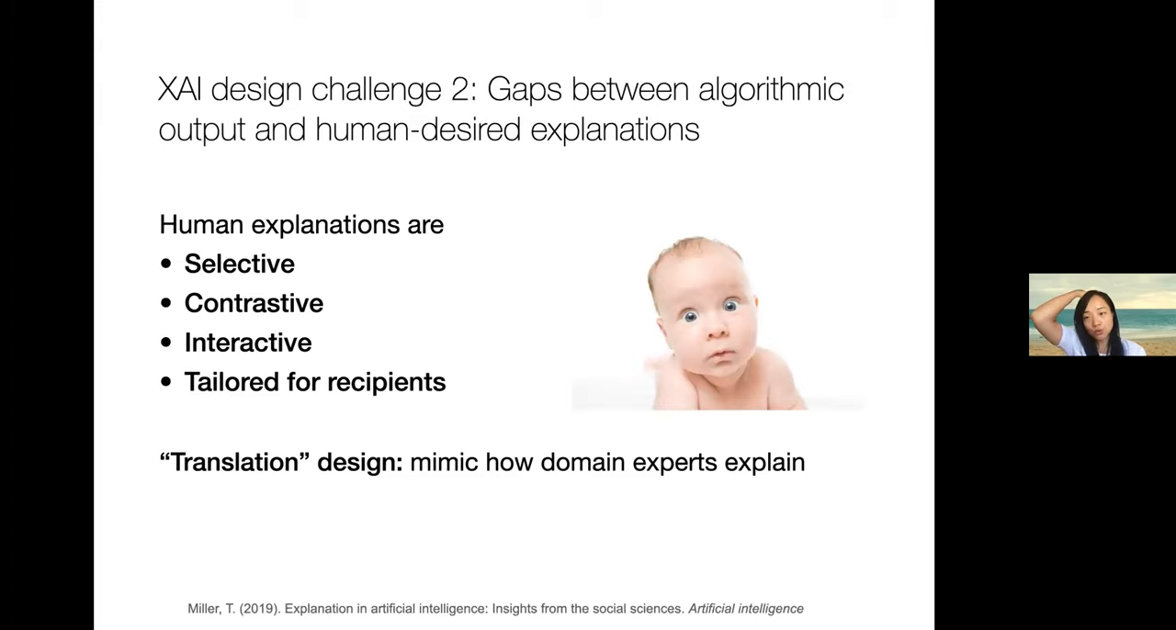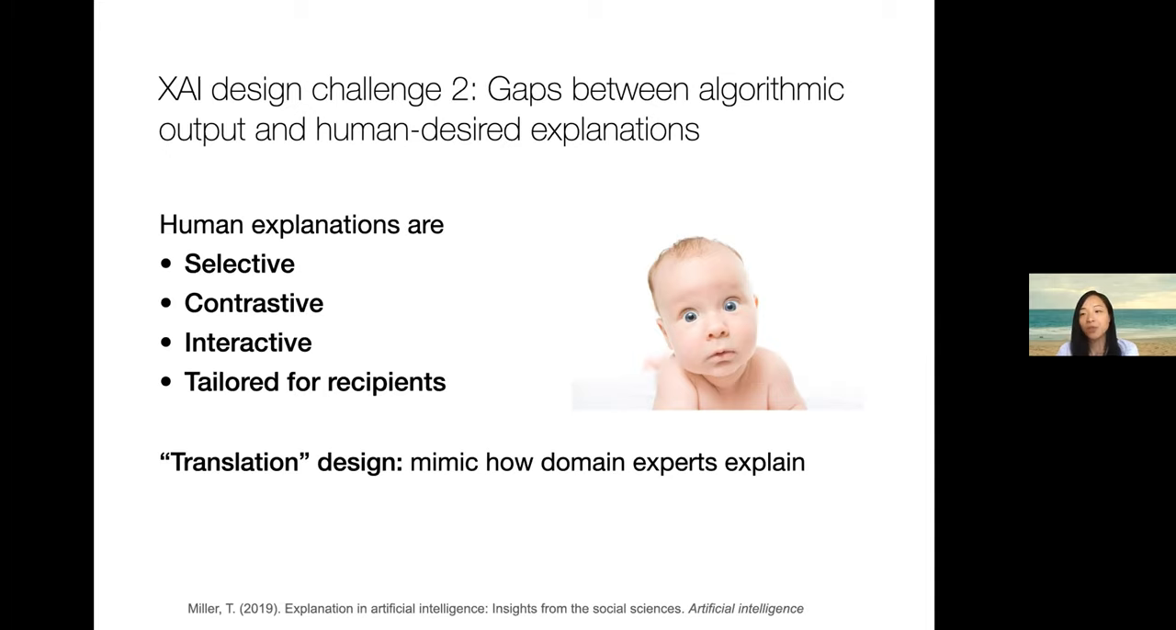Another challenge we saw is that designers struggle with the gaps between the algorithmic output of explanation and human desired explanation. One paper I recommend everyone to read is Tim Miller's paper. He surveyed social science literature and summarized what are some fundamental properties in human explanation, and that helps us to see where the gaps are in current techniques. And we see a lot of resonance with that paper in our interviews.